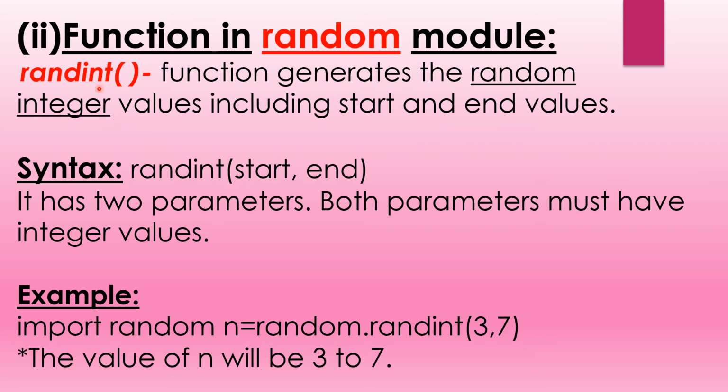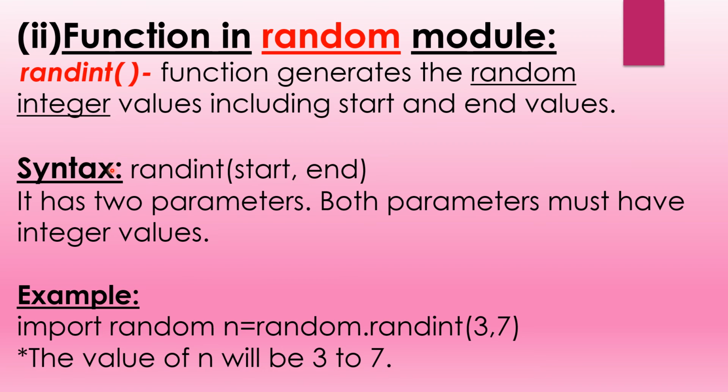Next, let us see functions in the random module. First, randint. This function generates random integer values including the start and end values. That means we will write inside randint the starting value and the ending value, and we will get as output a value from the starting value to the ending value. Like for example, if you write here 1 comma 7, the value will be assigned from 1 to 7: 1 2 3 4 5 6 7.